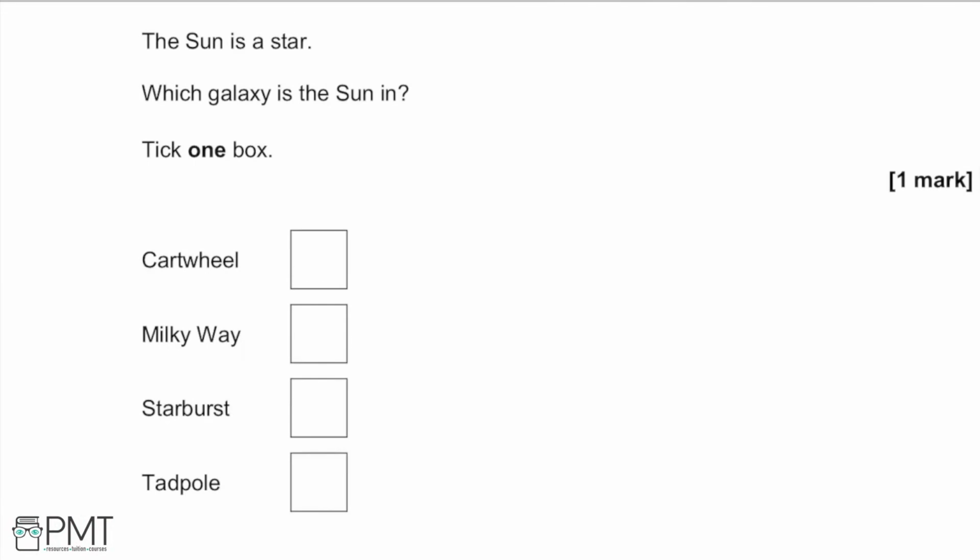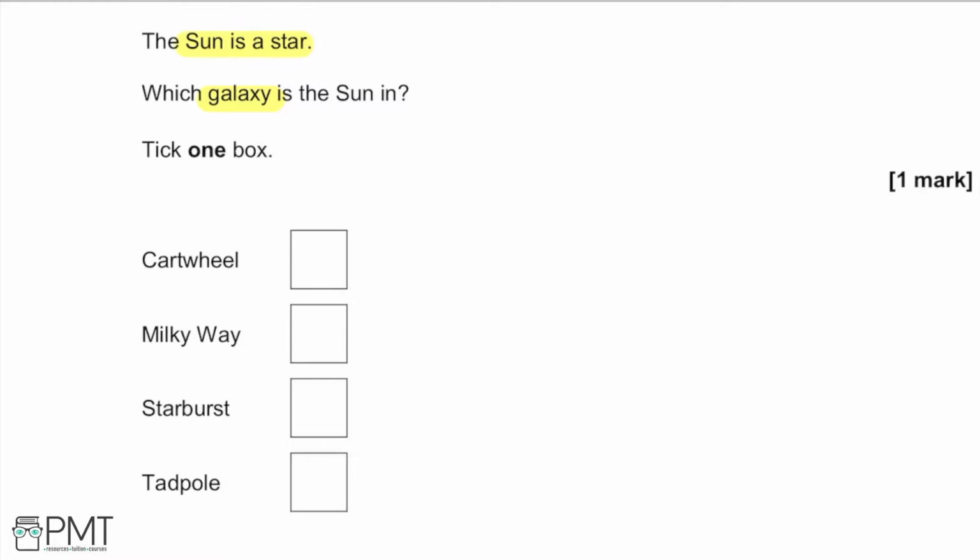So here it states that the sun is a star, and then we're asked which galaxy the sun is in, and then we've got to tick one box which we're going to give as our answer. So initially here I'm thinking about the sun and how the Earth and all of the other planets in our solar system revolve around the sun.